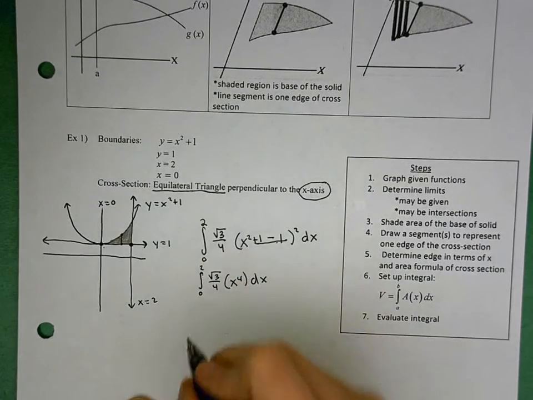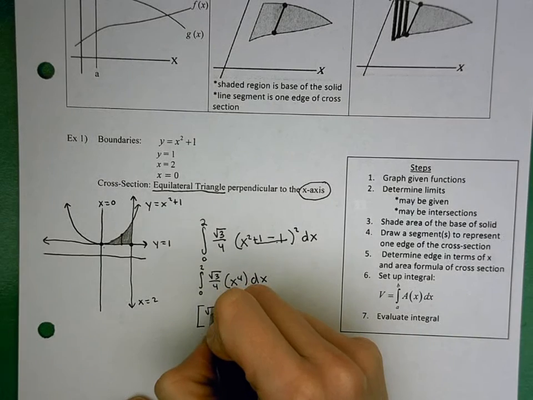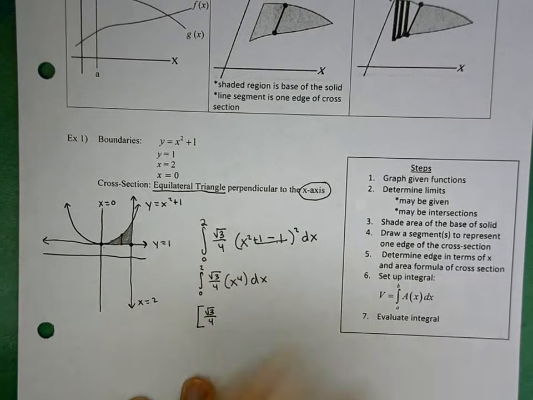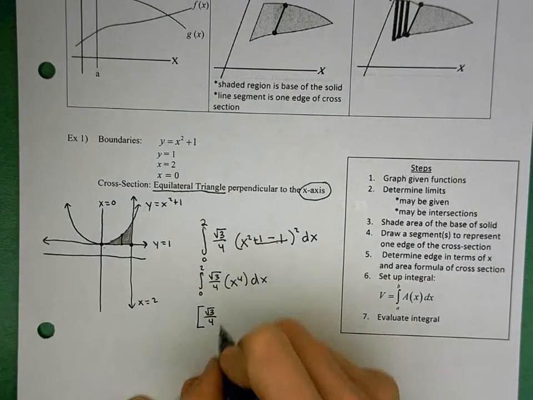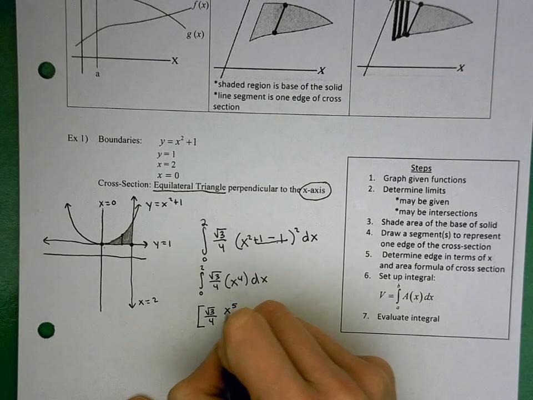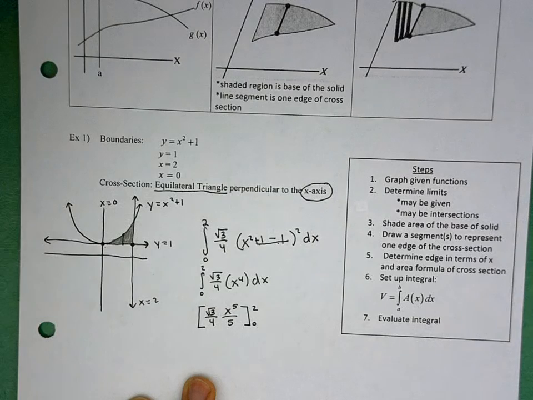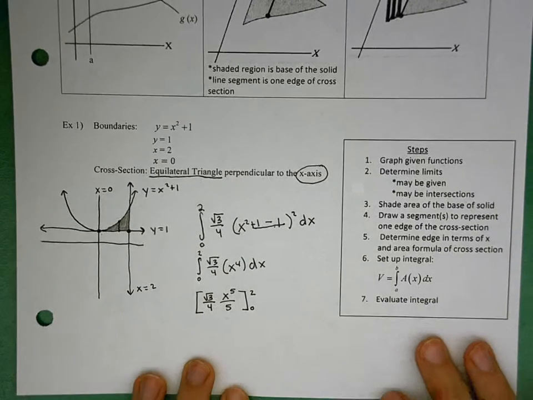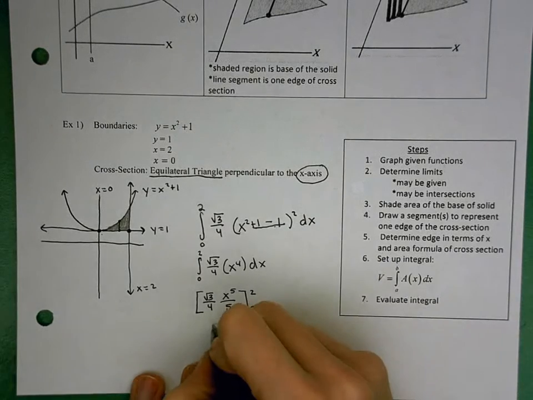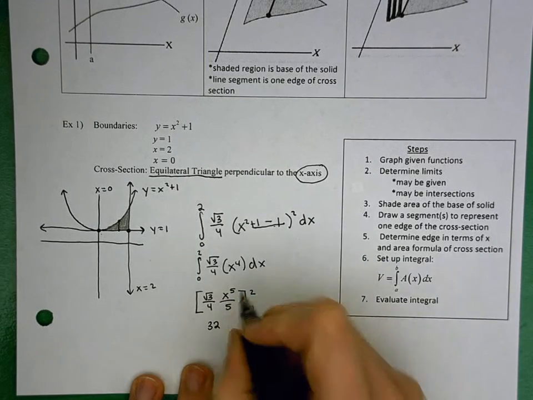At that point, we can apply power rule. This root 3 over 4 is just a coefficient, so it's just going to hang out. And we're going to add 1 to that exponent and divide by the new exponent. Okay, and then we're going to plug in our upper minus plug in our lower. Our upper here, when we plug in 2, we get 32 over 5.